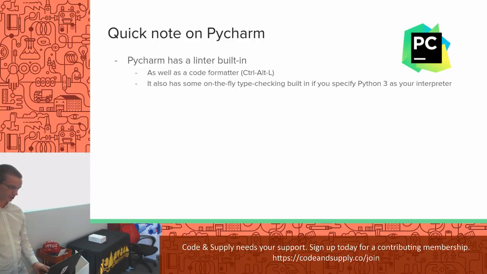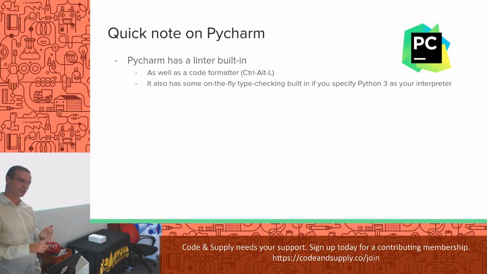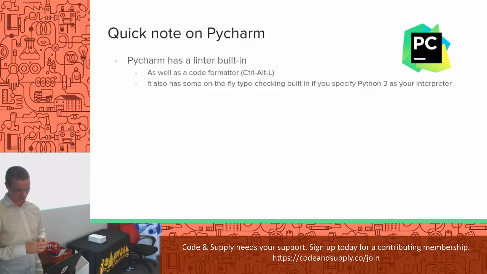So, a quick note on PyCharm. PyCharm, an IDE, is basically a text editor with some of these static features built in. It has a linter built in. It also has a code formatter, with Control-Alt-L. And it also has some on-the-fly type checking in the latest version of PyCharm, but that's super recent.